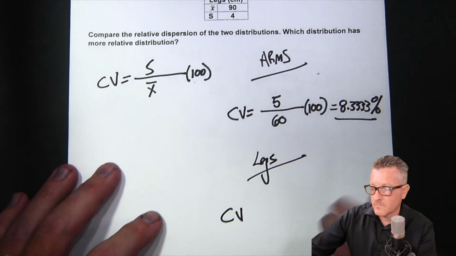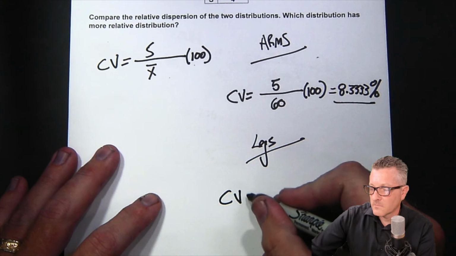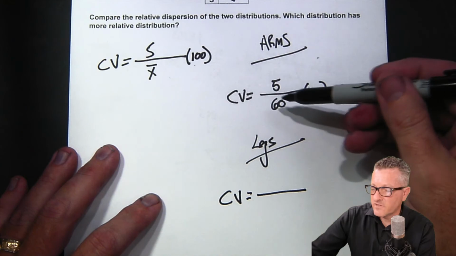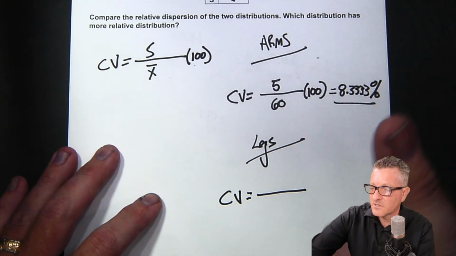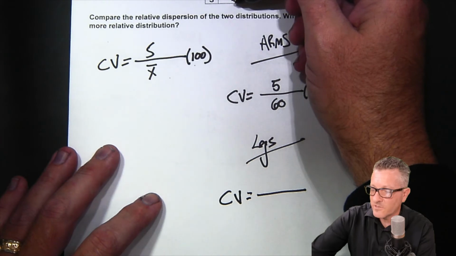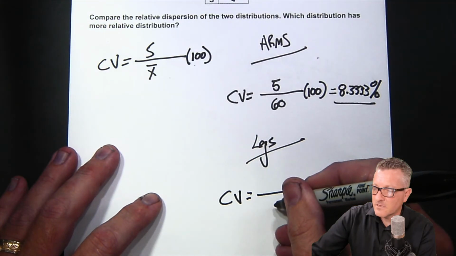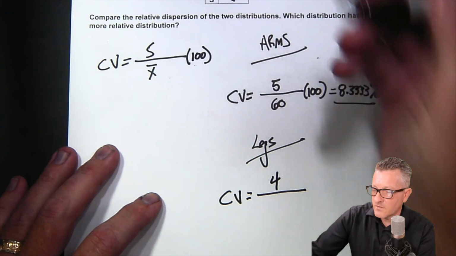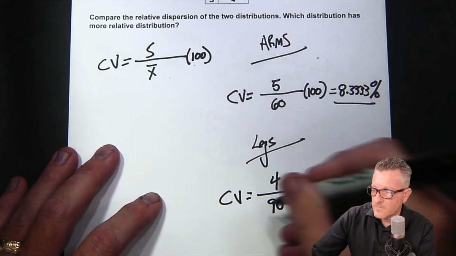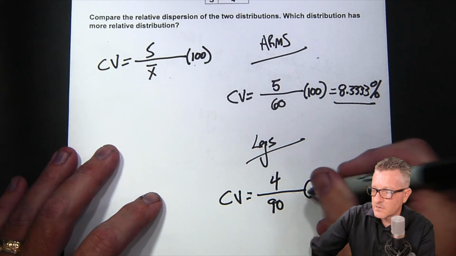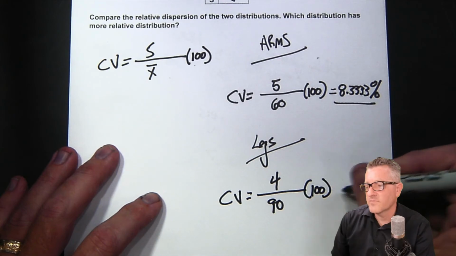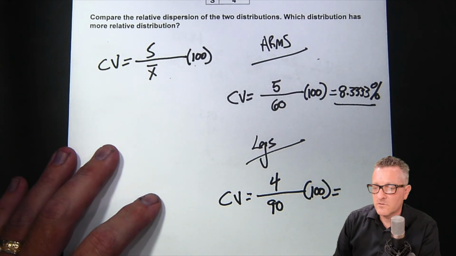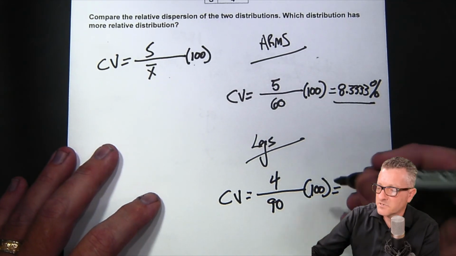CV. Standard deviation up top. I always have to look at these to make sure because it's not a common calculation for me. Yes, standard deviation up top, so that's 4, and then 90 below. It's not a super common thing, computing the coefficient of variation, but if you need to compare distributions, it's useful for that.